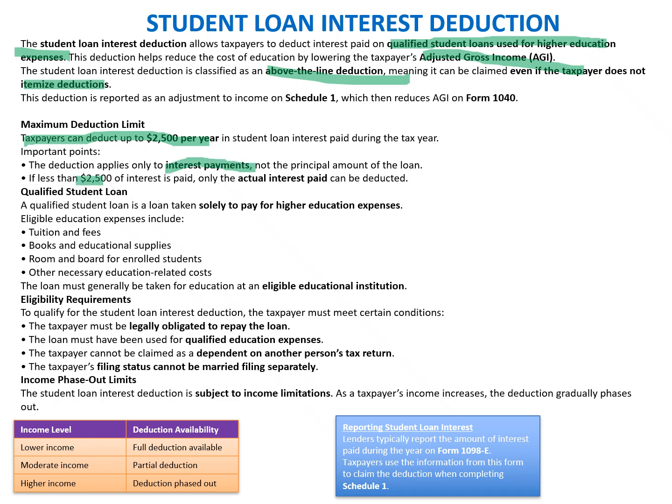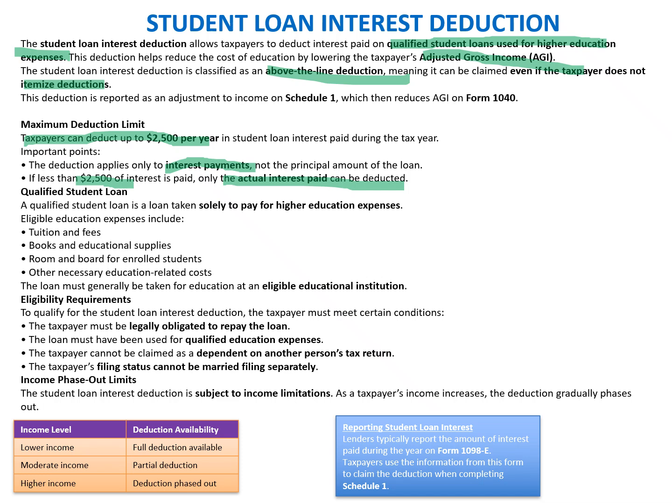And if less than 2,500, then only the actual interest paid can be treated as a deduction, which means the actual interest paid or 2,500, whichever is less, is the deduction eligible for student loan repayment. And this is only applicable to the interest portion of it.